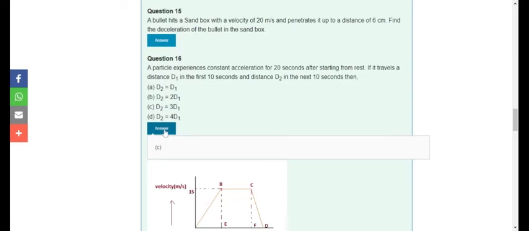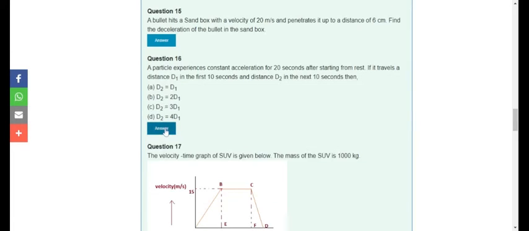Let us try to see. Okay, the answer will be C, d2 is equal to thrice of d1. So if it travels a distance d1 in the first 10 seconds, you can use the formula S is equal to ut plus half at square. S means d1. U is 0.